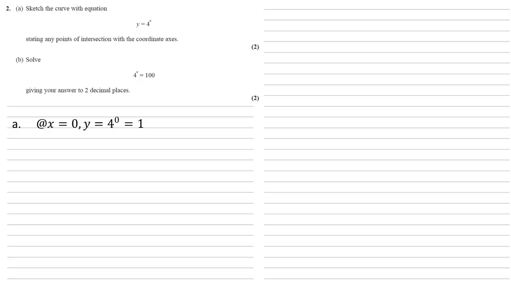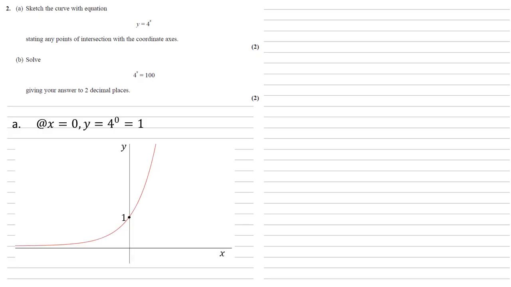So now remember, we're drawing an exponential graph here. So as x gets bigger, our y is going to get larger and larger at a much quicker rate. So it's going to look something like this. Going through 1 on the y-axis, as we've just calculated, getting steeper and steeper as it goes to the right.